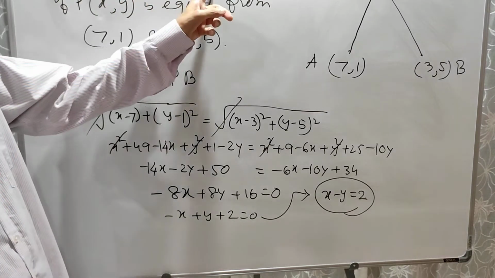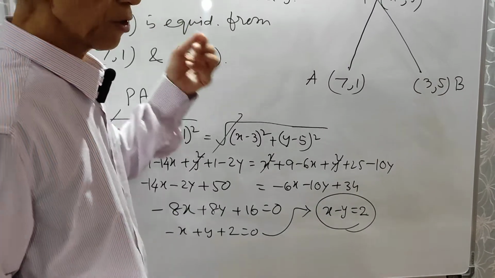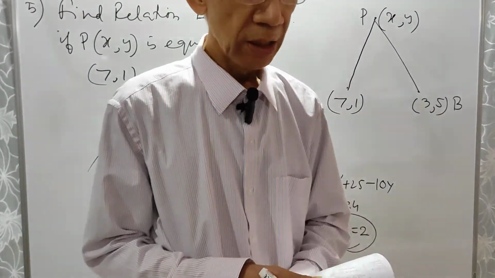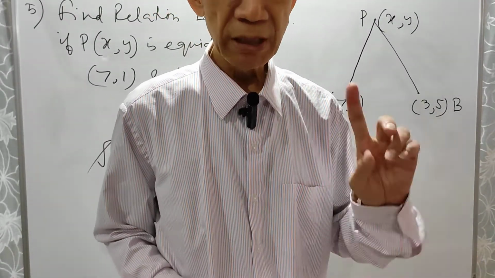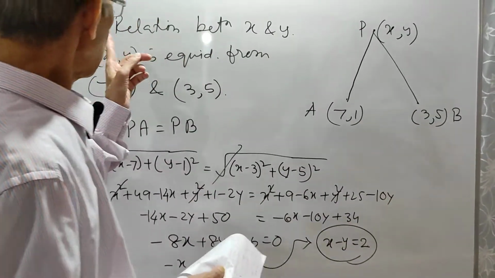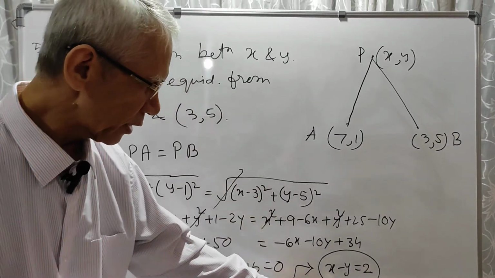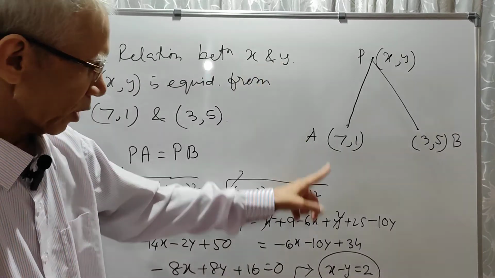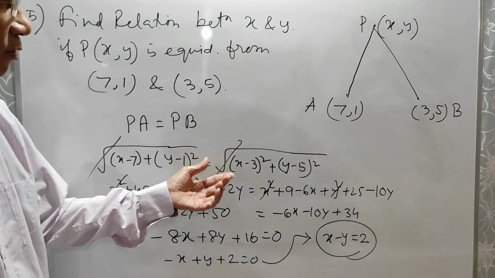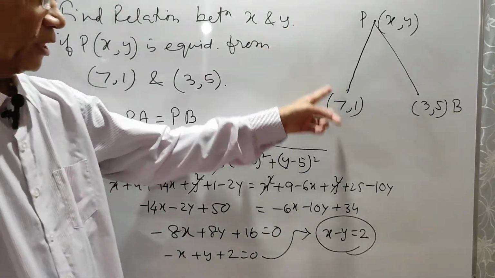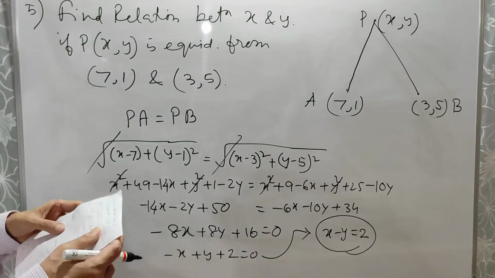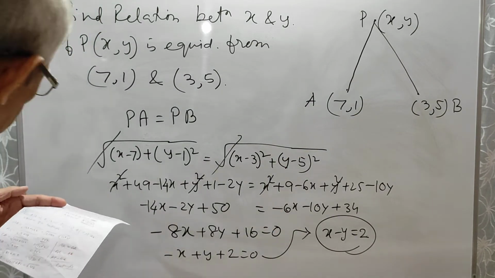So find a relation between x and y. Relation is always in terms of an equation. Whenever you want to find a relation, remember you have to find an equation. So we got a relation, that is an equation involving x and y. So x minus y equal to 2 using what formula? Distance formula. So PA equal to PB. Okay, all right, that is number 5.